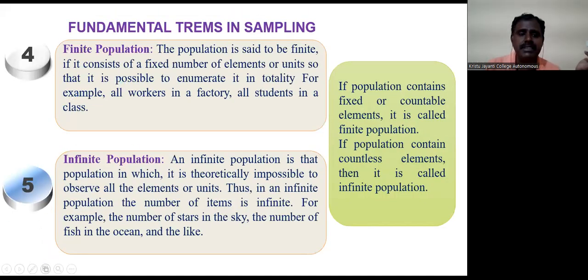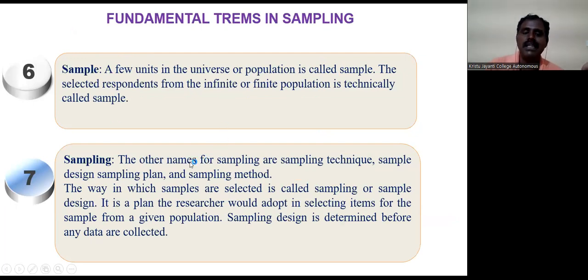There are finite populations and infinite populations. That means if you are able to count the number of people involved in the particular population, then it is called a finite population. If you are not able to identify the population, then we call it an infinite population.